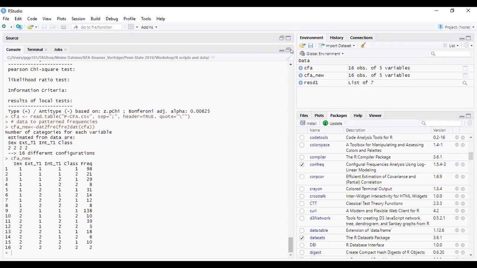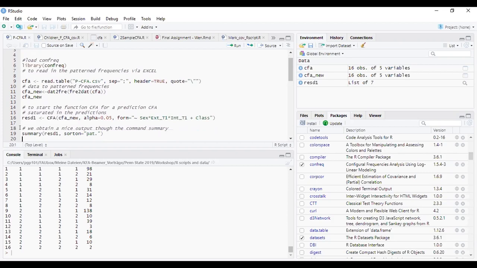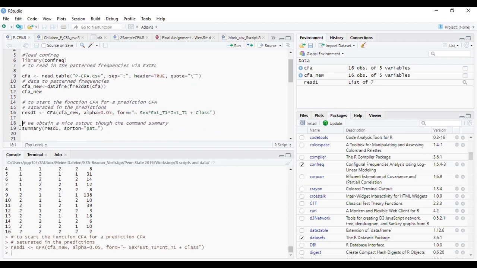And you can see here below that we have the data in a tabulated form. And here in line 16, we now have the confrac function. Here you can see that we use three predictors: gender, externalizing, and internalizing behavior at time one, and the asterisk between the variables indicates that the predictors are saturated. So using an asterisk means that we have all the main effects, all the two-way interactions, and the three-way interaction. And here plus means independent of the criterion variable.